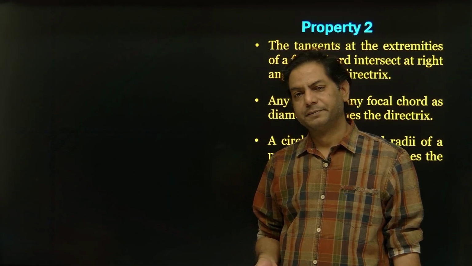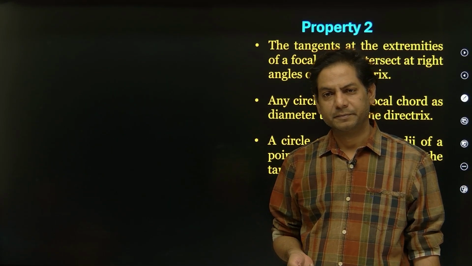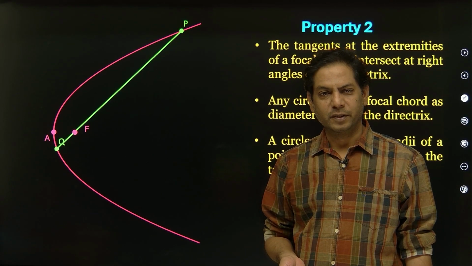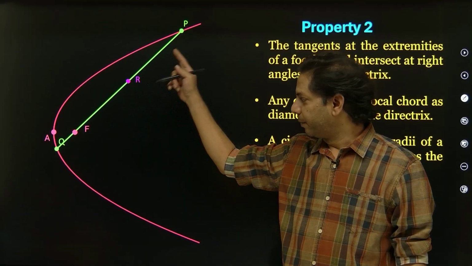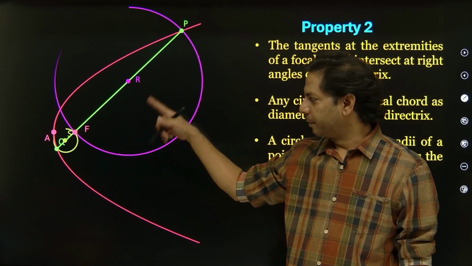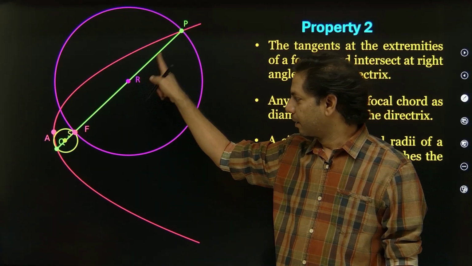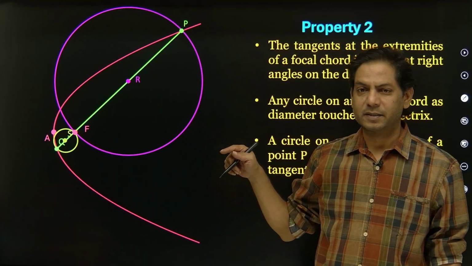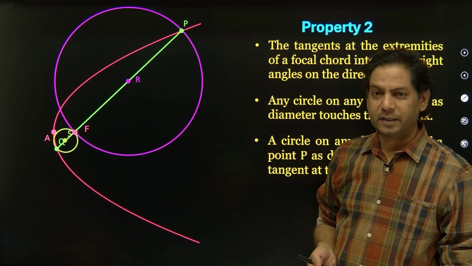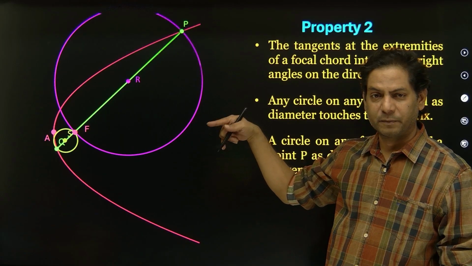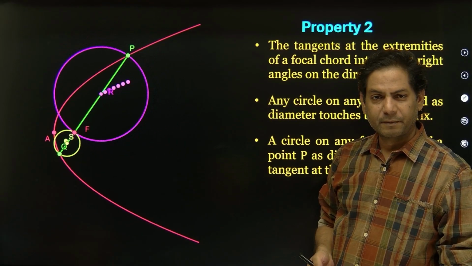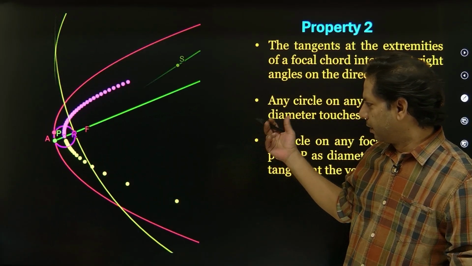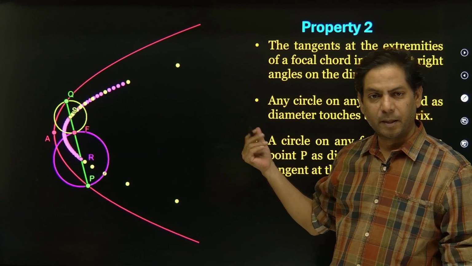What about the centers of these circles? Those two circles we talked about, one on FP as diameter and the other on QF as diameter. Their centers are R, the midpoint of FP, and S, the midpoint of QF. R and S are their centers. Let's see what happens to their centers when we move the point P on the parabola for different positions of P. And here you can see their centers are tracing out a curve, which is obviously a parabola.